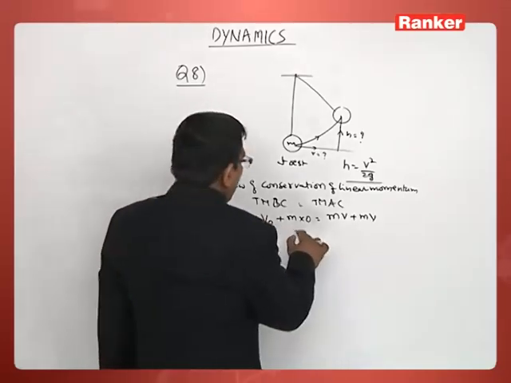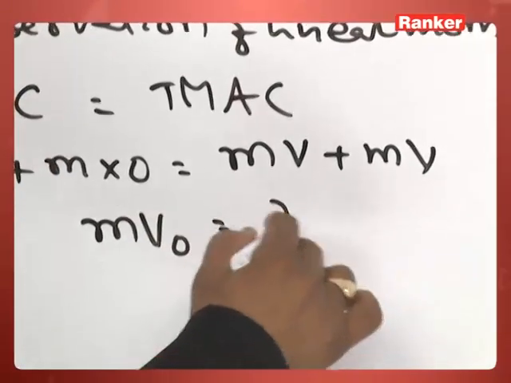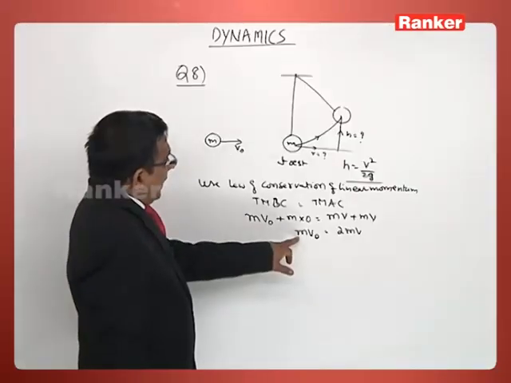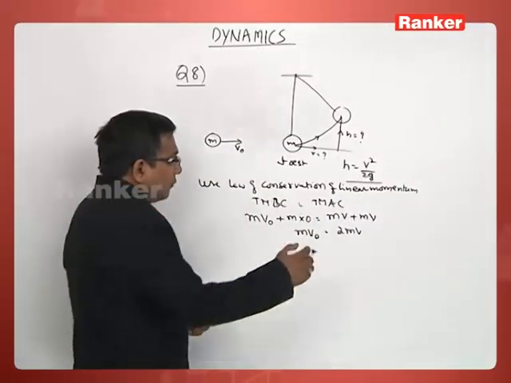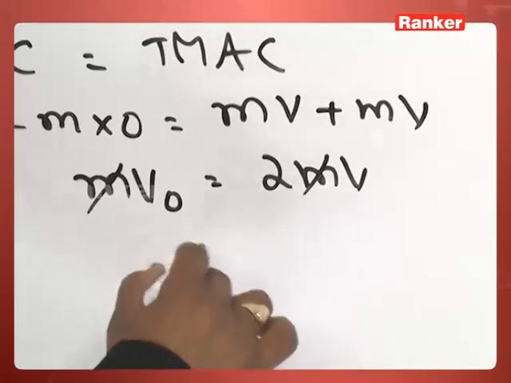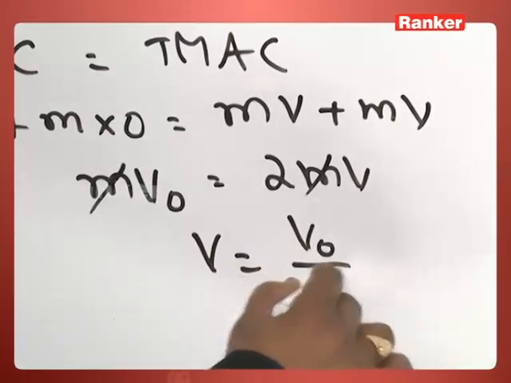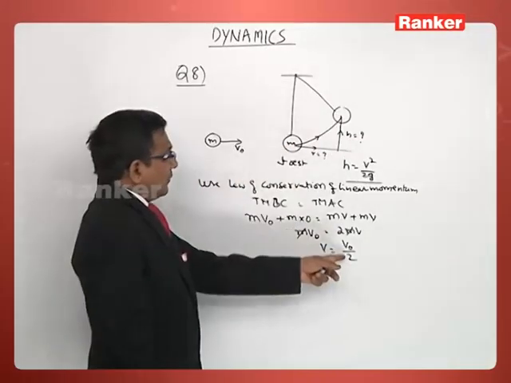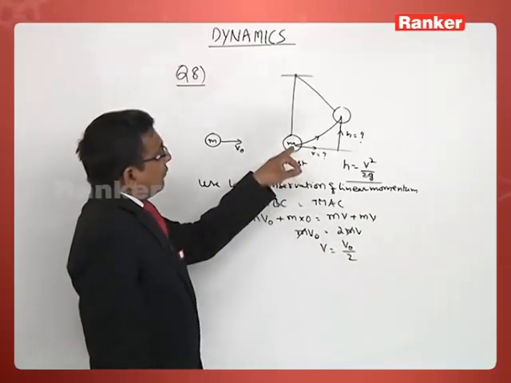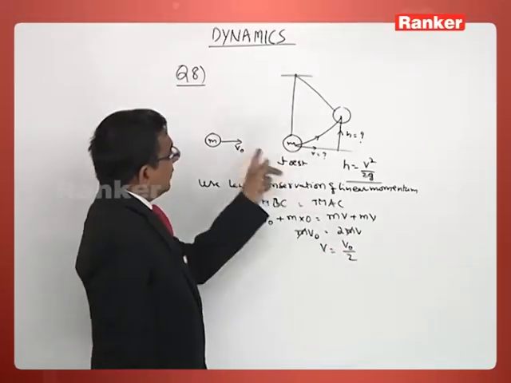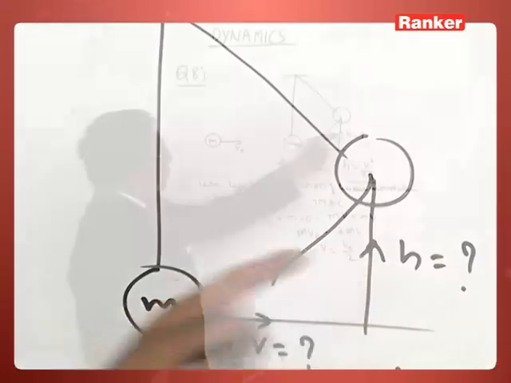Therefore if you solve, mv0 is equal to 2mv. If you simplify, m and m get cancelled, so the velocity will be v0 by 2. Both together are moving with a velocity v0 by 2. This is the velocity given because of the impact, and with it they rise to a height h.